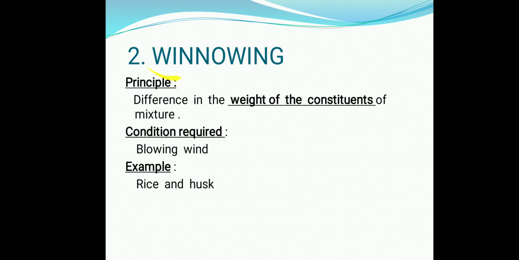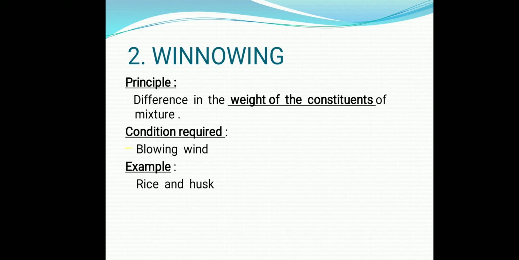Okay, so what is the principle for the process winnowing? Principle is here that there should be a difference in the weight of the constituents of mixture. So what does it mean? It means that one component of the mixture should be heavy and the other component of the mixture should be light. So what is the principle of winnowing? That there should be a difference in the weight of the constituents of mixture.